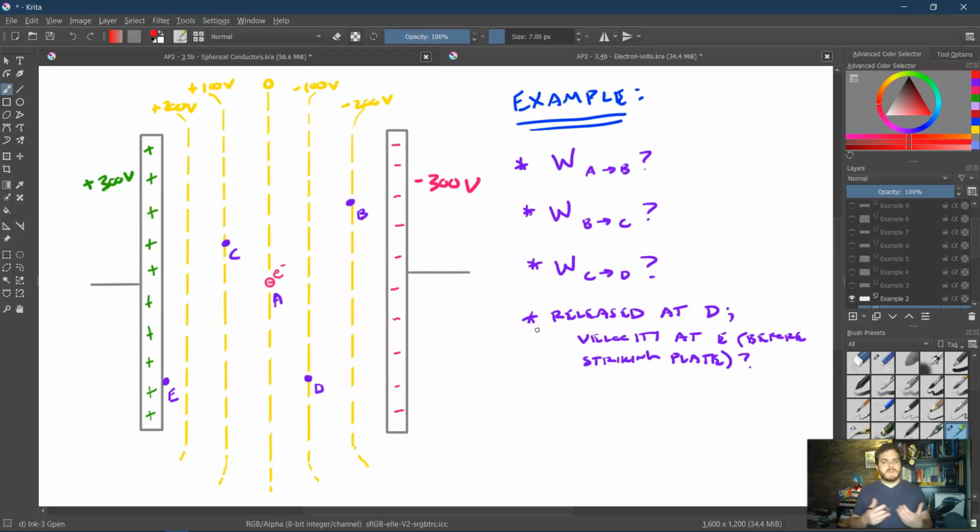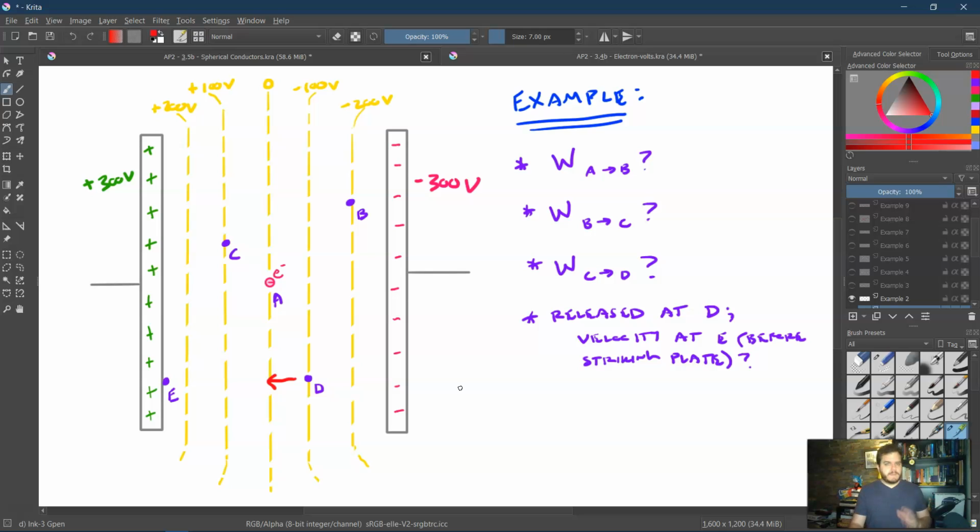And we want to know what is the work required to move the electron from A to B, from B to C, from C to D, and then if we release it at D, so if we release it at this point, it's going to accelerate that direction. What will its final velocity be right before it strikes a plate at position E?